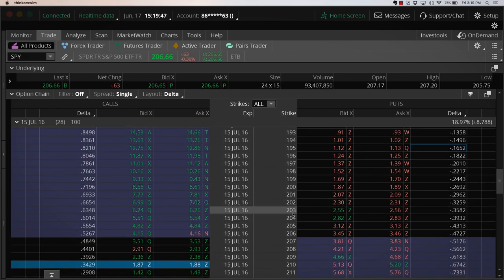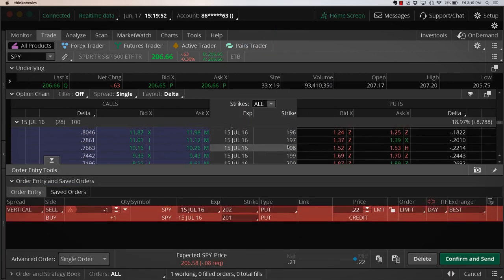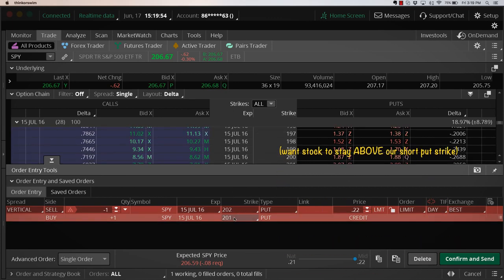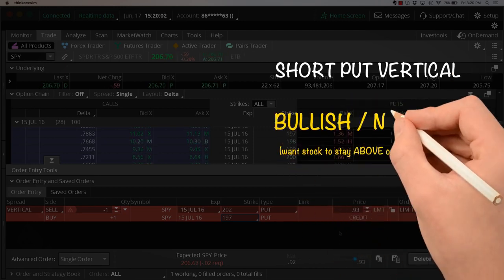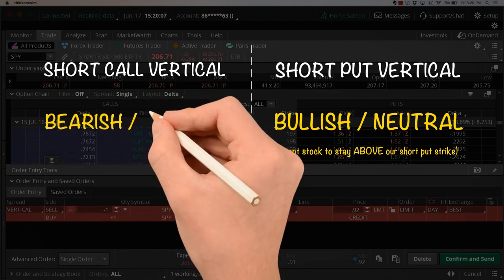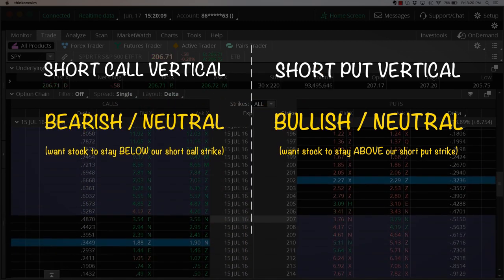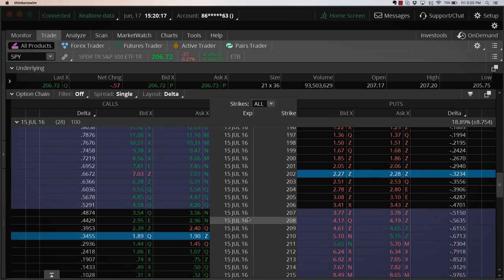Well, we could also do this with the puts, where we would sell a put and then buy a further out of the money put as protection. In this case, we would want the stock to stay above our short put strike. So a short put vertical would be a bullish to neutral trade, and a short call vertical would be a bearish to neutral trade. The key here to remember is that when selling a vertical spread, whether it's calls or puts, we want to make sure that we are selling the closer to the money, more expensive option, and we are buying the further out of the money, cheaper option. If you use the Thinkorswim platform to construct your vertical spread, it will default to this for you.